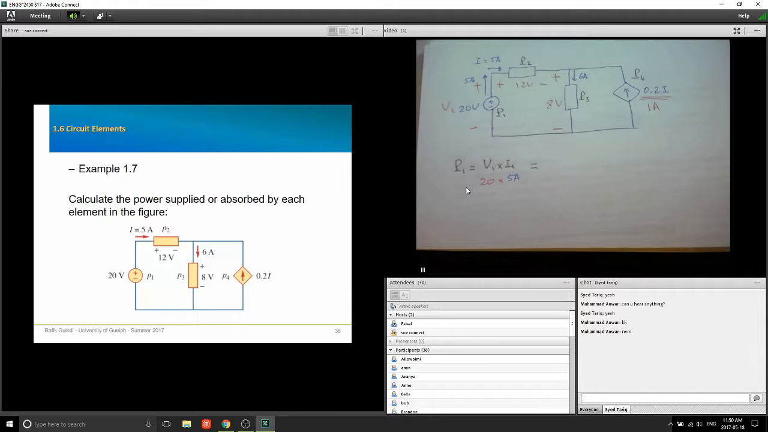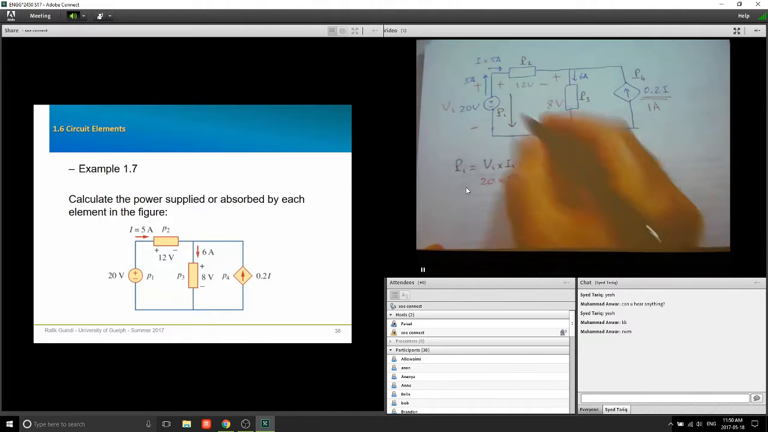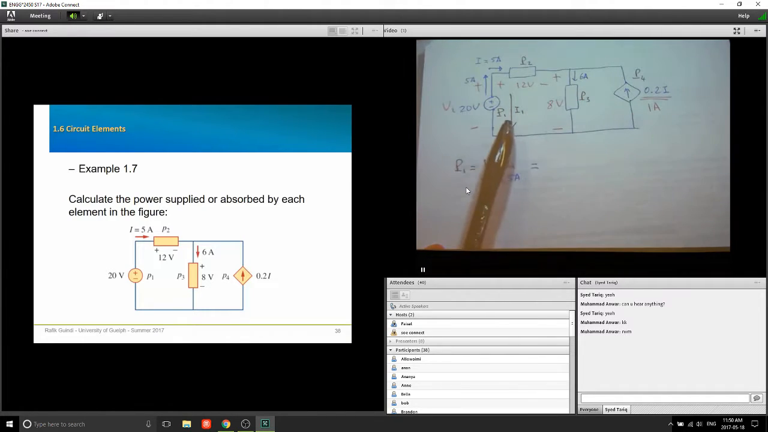Did anybody notice anything about the sign of this? Remember when we discussed the passive sign convention? Let's see. Is this current and this voltage according to the passive sign convention or not? It's not, right? So it means I have to change that current here and call this one I1. So what's the relation between I1 and my 5 amps? It's a negative. There's a negative sign here, right?